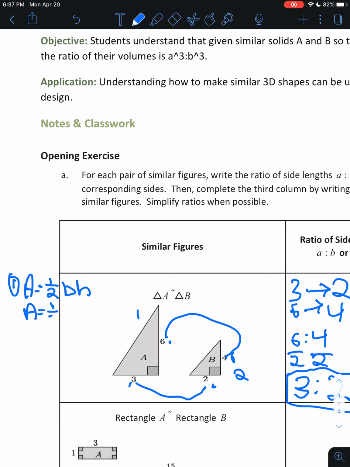And then for the smaller one, we have, again, same formula. So area equals 1/2 times base times height. But our base here is 2, and our height is 4. So again, if you calculate this out, we'll get that our area is 4.